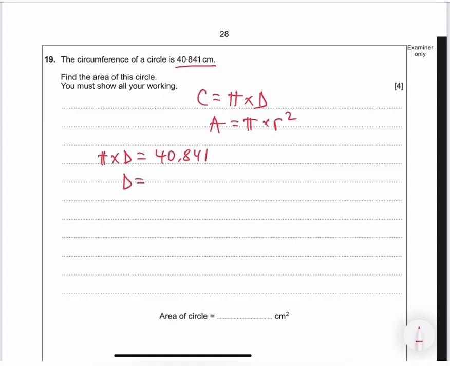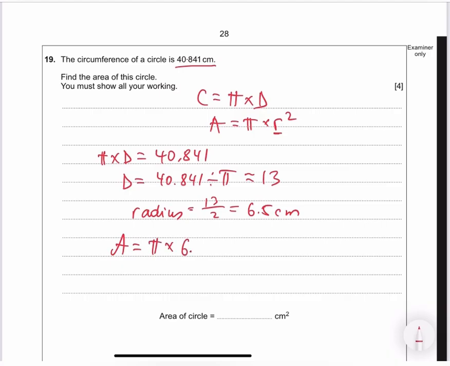We don't know the diameter, but we know pi. That's just the button on the calculator we're going to use. And we're going to divide by pi. So 40.841 divided by pi will give you 13 rounded to the whole number. So that is the diameter. So the radius is going to be half of it. So the radius will be 6.5.